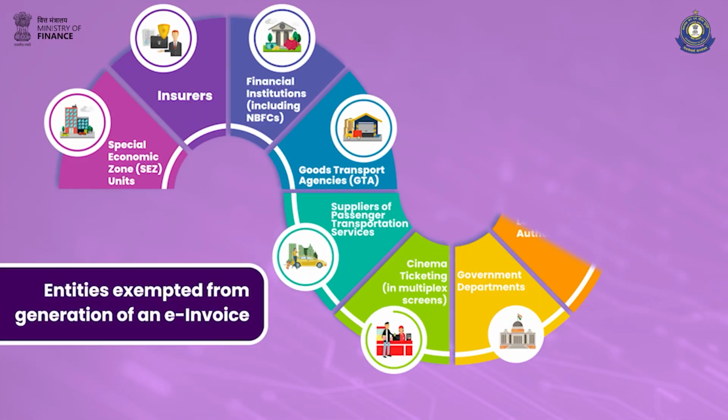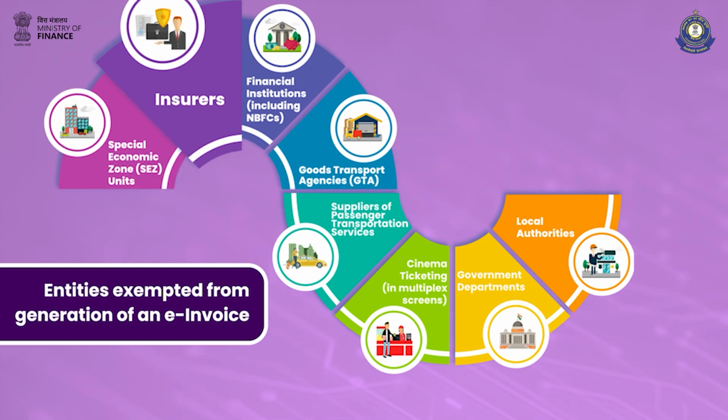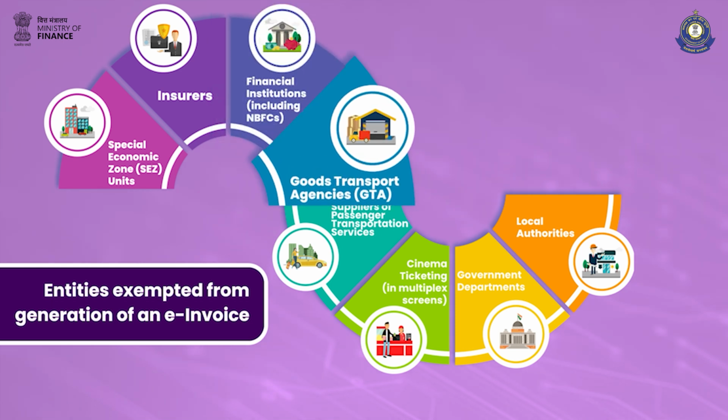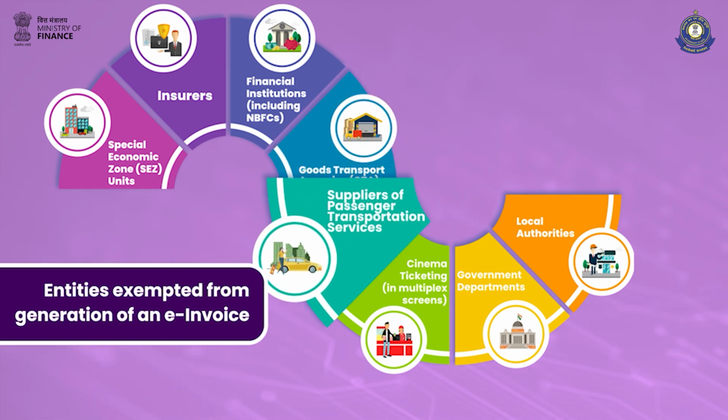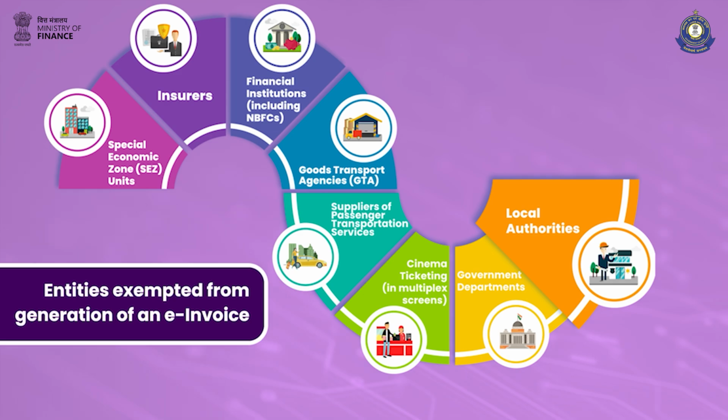But wait, not all sectors and entities are required to follow the e-invoicing mandate. Here are the entities exempt from e-invoicing: special economic zones, insurers, banking companies or financial institutions, including non-banking financial companies, goods transport agencies supplying services related to the transportation of goods by road, suppliers of passenger transportation services, suppliers of services for admission to exhibitions of cinematographic films in multiplex screens, government departments, local authorities.